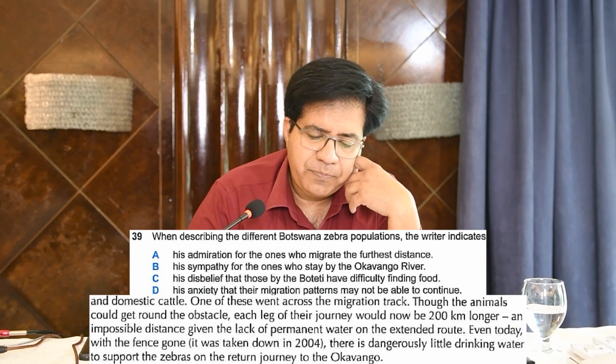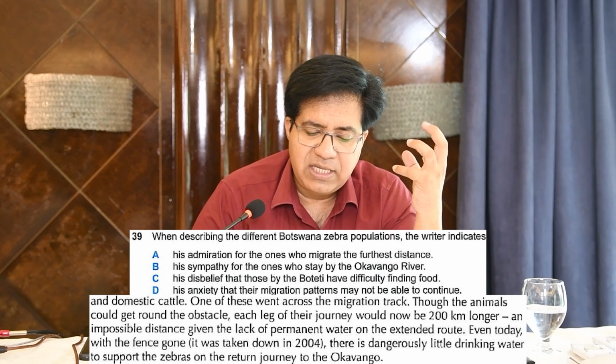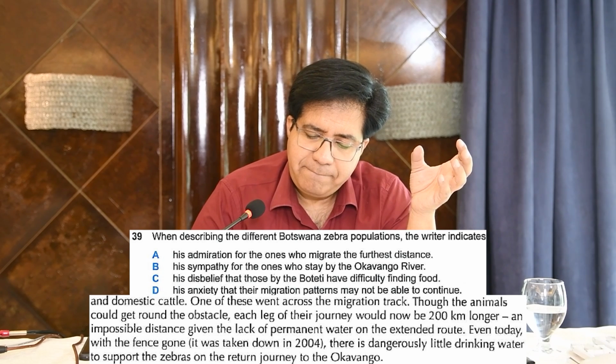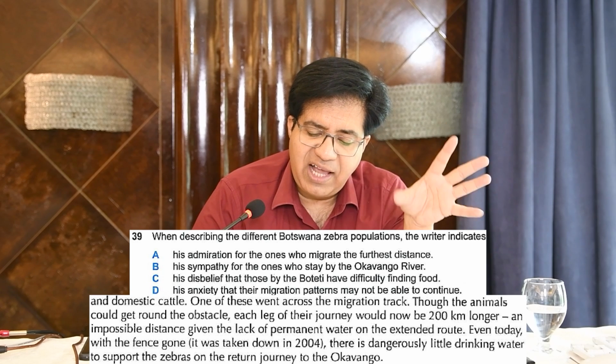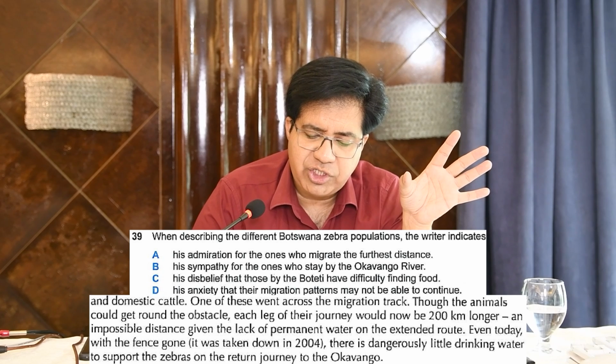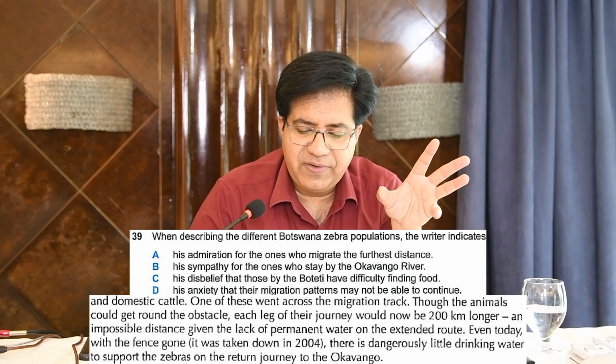Domestic cattle. One of these went across the migration track. Though the animals could get round the obstacle, each leg of their journey would now be 200 kilometers longer, an impossible distance given the lack of permanent water on the extended route. Then the last line: there is dangerously little drinking water to support the zebras on the return journey. So when she says impossible distance, they covered all that.